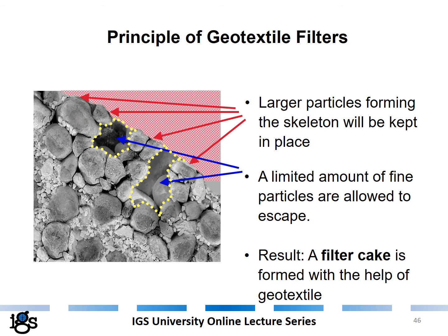and allow a limited amount of fine particles to escape, and as a result, a filter cake is formed with the help of the geotextile. So again, this is a granular filter actually, which we call a filter cake, but the filter cake is formed with the help of the geotextile. And the beauty of it is, since these are flexible structures, it is very likely that they will undergo deformations due to several reasons. And when the filter cake is disturbed, it can rebuild itself again with the help of the geosynthetic filter.